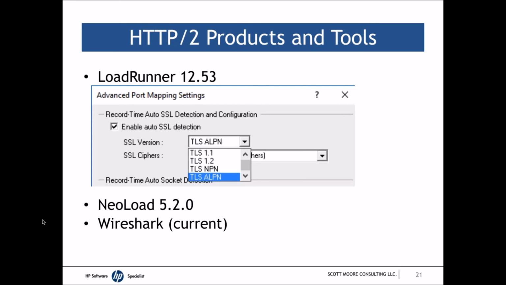This actually came back to bite me as I was testing against this, because you see TLS 1.2, TLS NPN, and TLS ALPN. ALPN is required for H2. NPN would have been used for testing the SPDY protocol, which had been available in previous versions of LoadRunner.